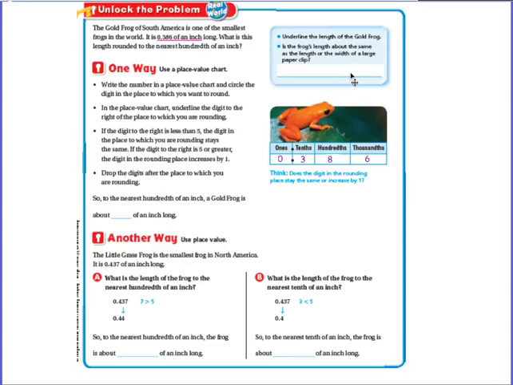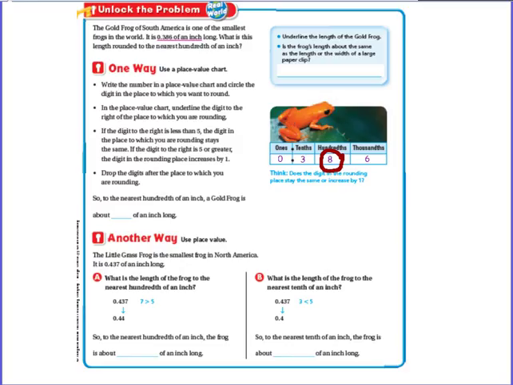All right, one way, using a place value chart. So over here I have a place value chart. It's not a very big one. It has the ones, and then we have our smaller numbers, parts of the whole. If we look at it, write the number of the place value and circle the digit in the place in which you want to round to. It told us to round to the nearest hundredths. So we want to find the hundredths, and this is the one we want to round.